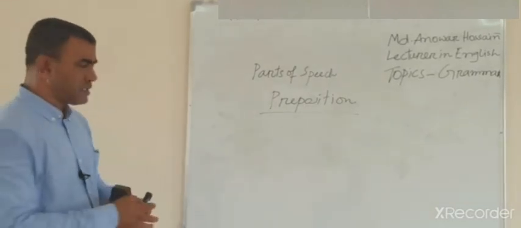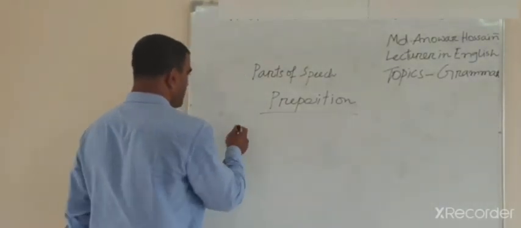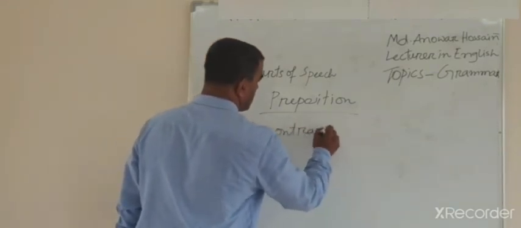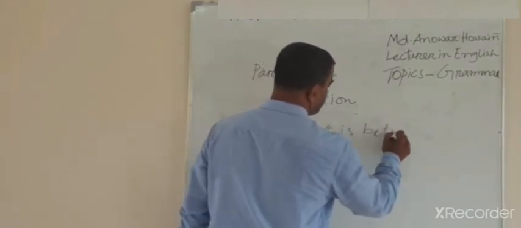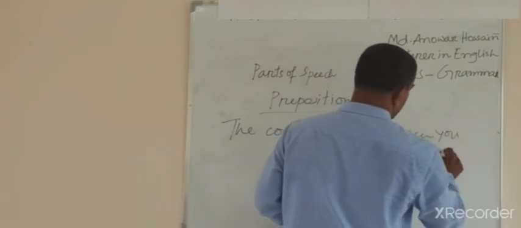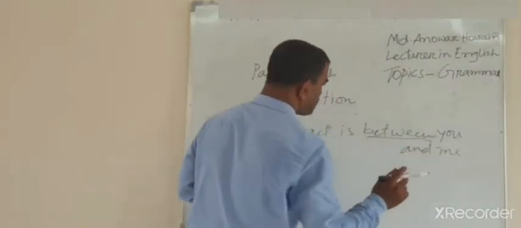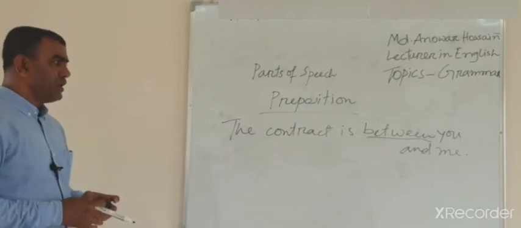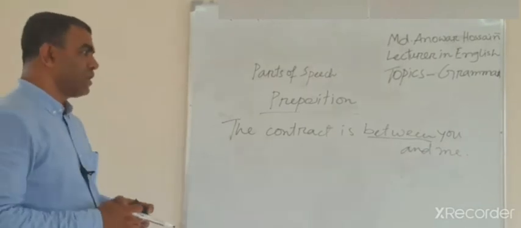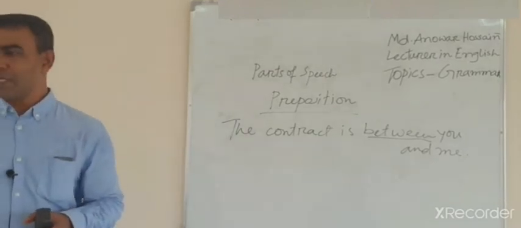Let us see some examples. The contract is between you and me. Here the word between is a preposition because it shows the relationship between nouns and pronouns. Let us see another example.